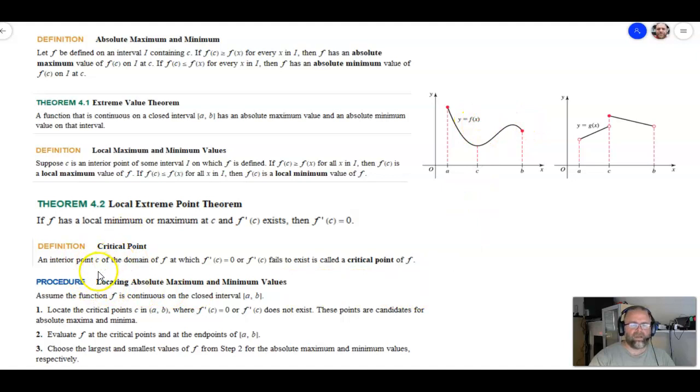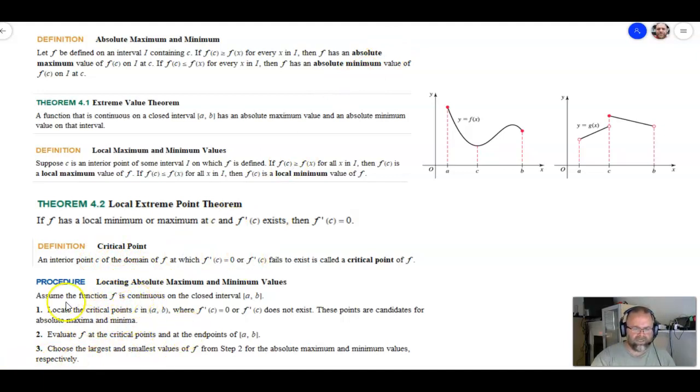A critical point is an interior point c of the domain of f. Now an interior point means that it does not include the endpoints, at which the derivative of f at c is equal to 0 or f prime of c fails to exist. That is called a critical point of f. So basically, if there's a point that's not differentiable, meaning f prime of c fails to exist, or the slope is equal to 0, that's a critical value of the interval there.